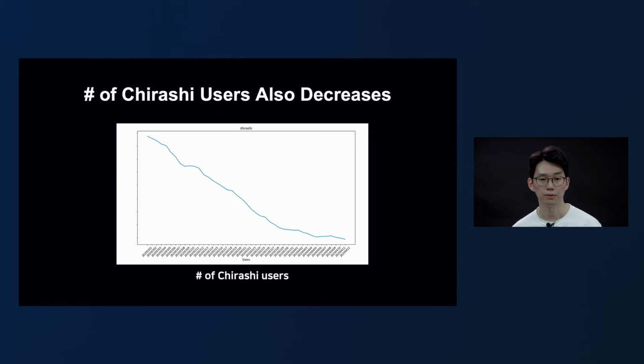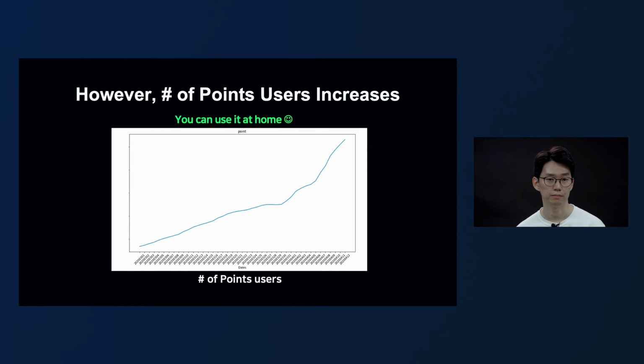Chirashi is also one of our outdoor items, but recently the number of users has also decreased. On the other hand, the use of indoor items increased rapidly. The point item is one of the examples. It can be used indoors. If you do a certain task, then you get LINE points.